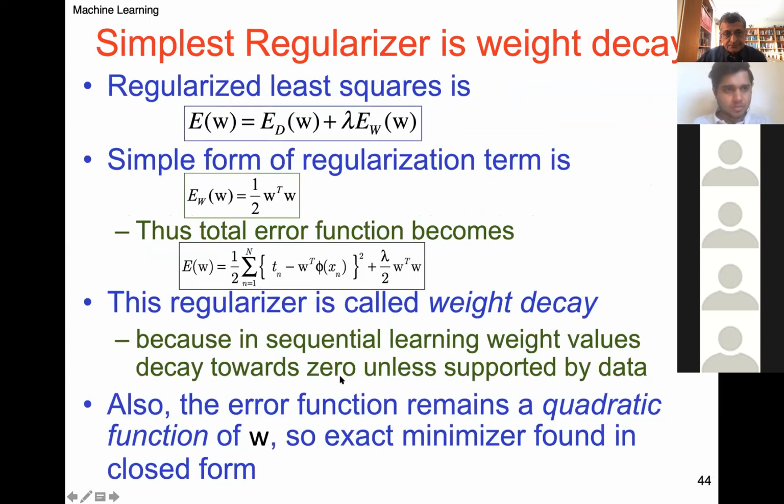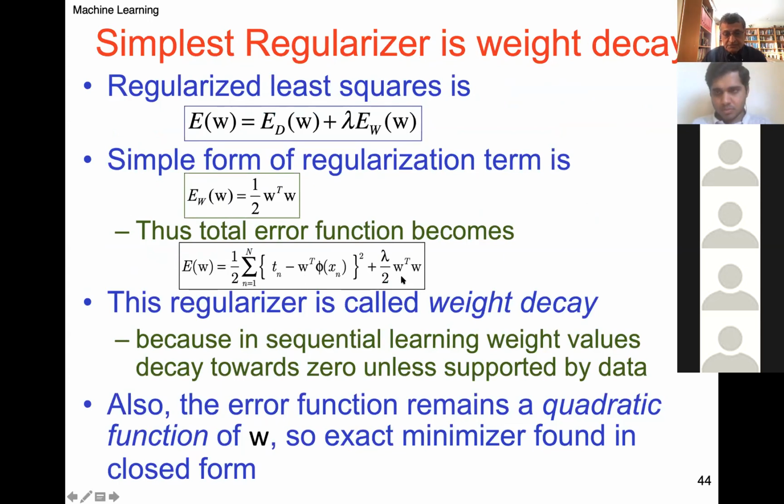And so when we have a simple form of the regularization term, half of W transpose W, that is the length of the weight vector, then the total error term has this form. This regularizer is called weight decay also, because in sequential learning, weight values decay towards zero unless supported by data. All right, so this is weight decay.